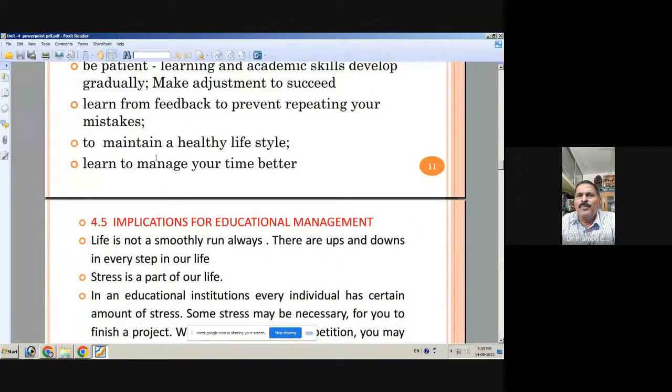Sometimes we are interested to get feedback. Feedback is nothing but when we are making some sort of mistakes, and at that time anybody says that you are making a mistake, then automatically we must rectify it. Feedback is always preventing us from doing wrong. So to avoid mistakes, we must learn from the feedback, maintain a healthy lifestyle, and learn to manage your time better. Time is precious. If you do not do certain things in time, then definitely you will have to face the problem.